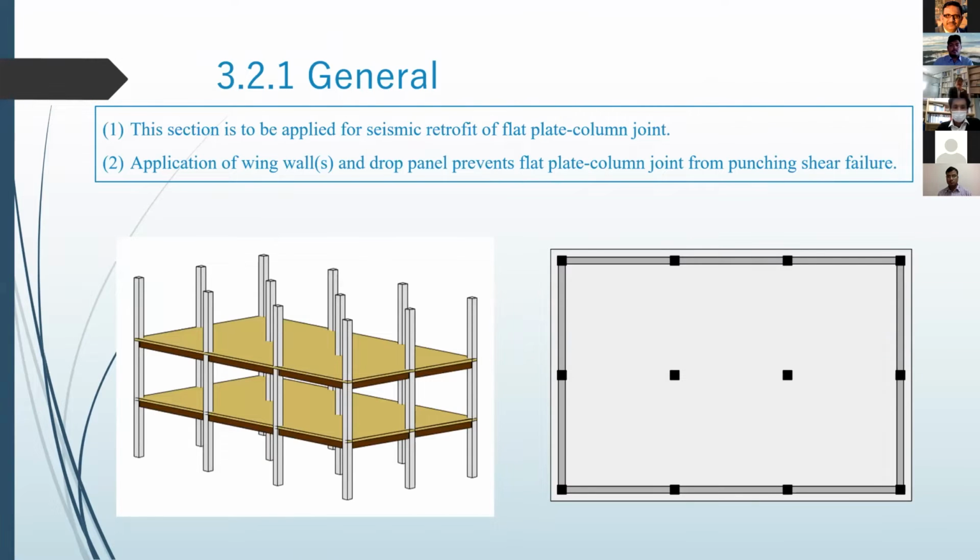I would like to explain chapter 3.2, which describes how to retrofit flat plate column joints. First of all, this is the image of the flat plate structure assumed in our project. In our SATREPS-TSUIB project, we assume the flat plate structure has beams on its perimeter.